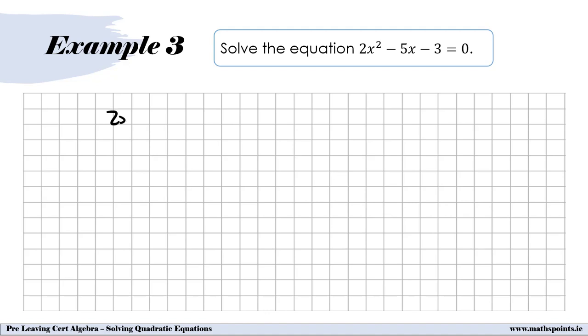So example 3, if we write down the equation first of all, 2x squared minus 5x minus 3 equals 0.